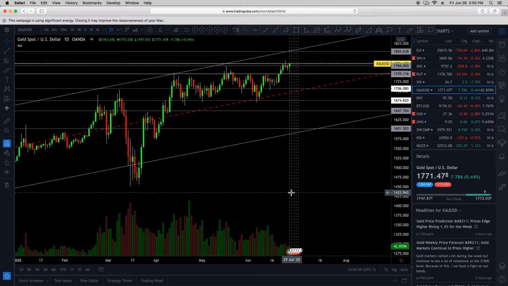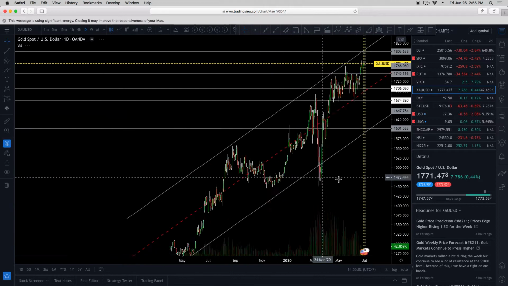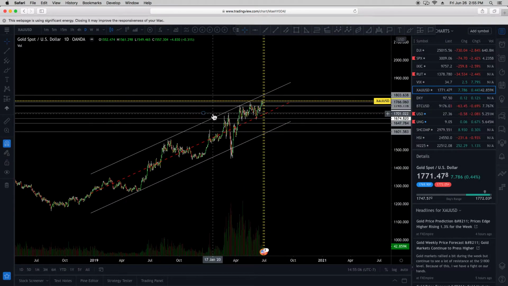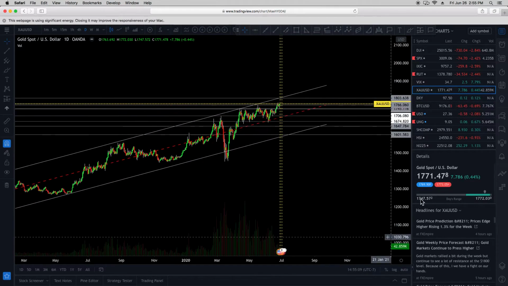Try to go faster here. Okay, gold. Basically, gold here is in a longer term uptrend. Boom, boom, boom. See that? High, low, higher low, higher low, higher high. Trying to make the higher high right now.